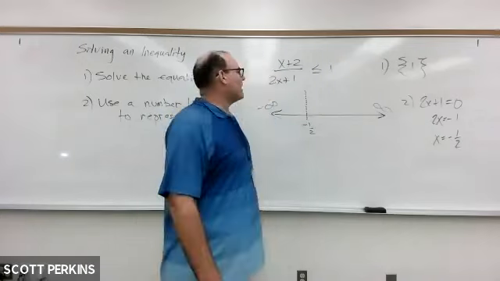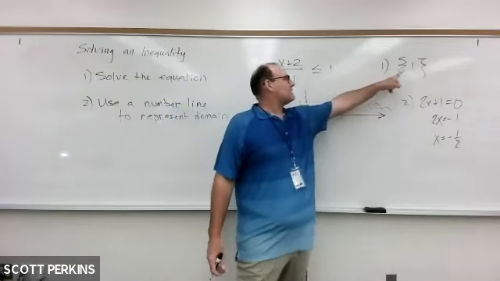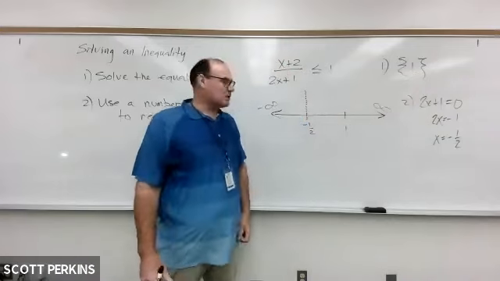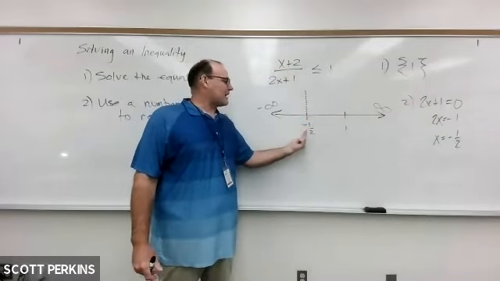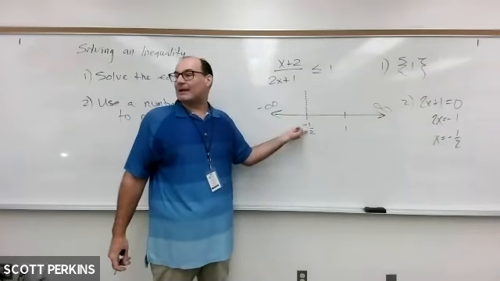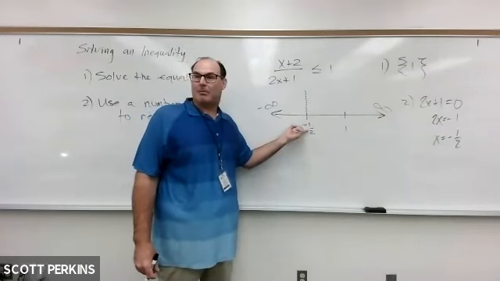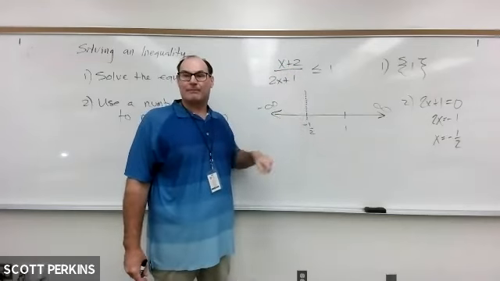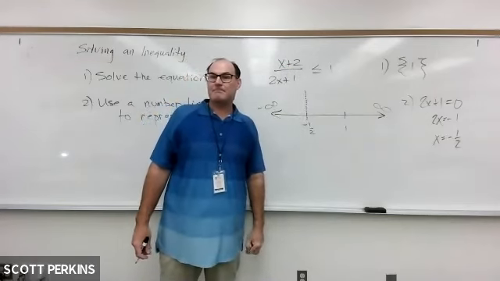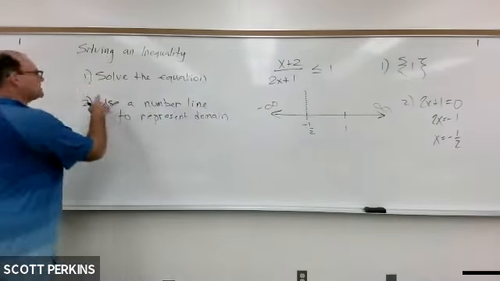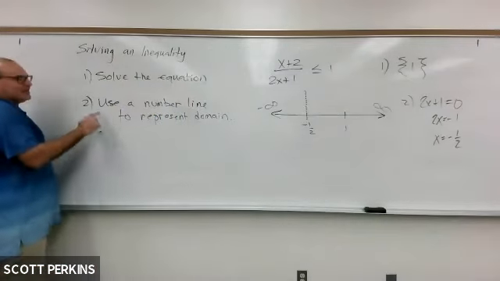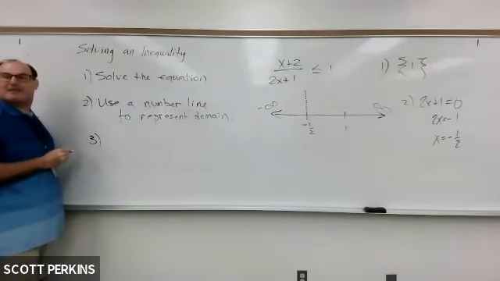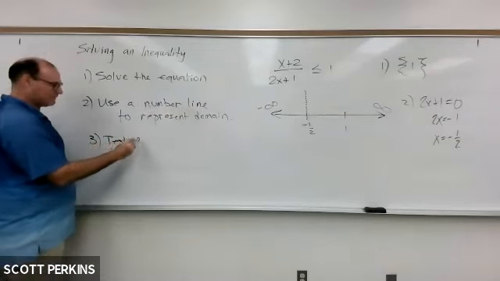All right. Then the other thing I'm going to put on my number line is where it's equal. That happens at 1. Again, the reason I put a dotted line here is I don't want you to think that this is a point of equality. This is a point of problem. The fraction does not exist there. So far, so good? So first thing we did, we solved the equation. The second thing is we use a number line to represent the domain. And then the third thing and the last is we test each interval.